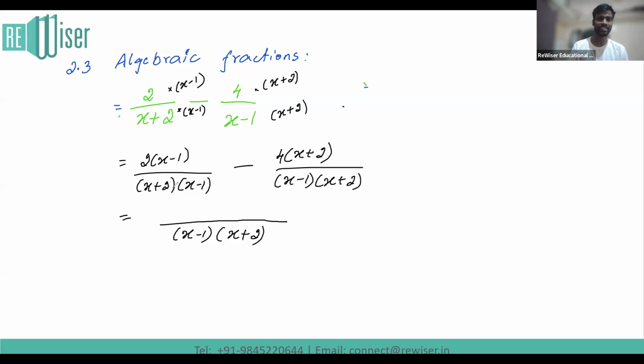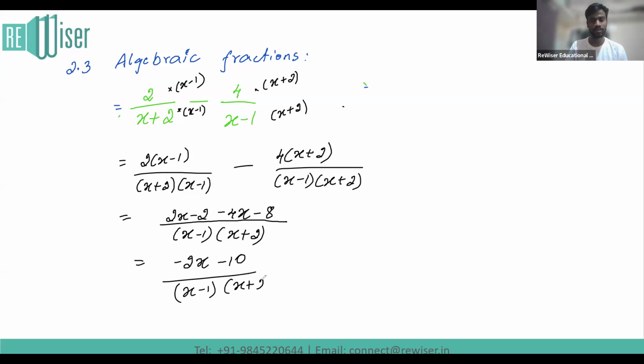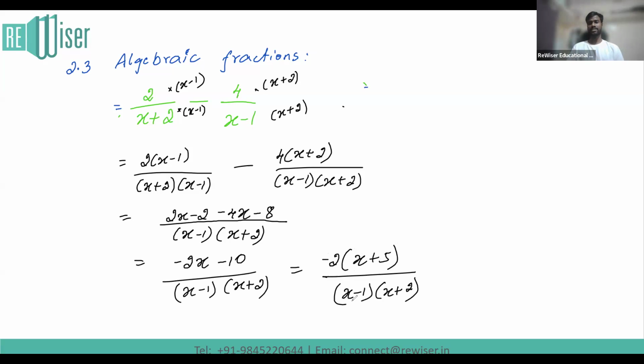So in the numerator, when I expand it, it's 2x minus 2. And here it's minus 4 inside. So it's going to be minus 4x, then minus 8. So if I simplify this, I'll be getting minus 2x, then minus 10, divided by x minus 1 times x plus 2. So in the numerator, we can even keep it like this. In the numerator, I can take out minus 2 common. It's going to be x plus 5, divided by x minus 1 times x plus 2. You can also keep it like this, or you can expand the denominator and keep it.